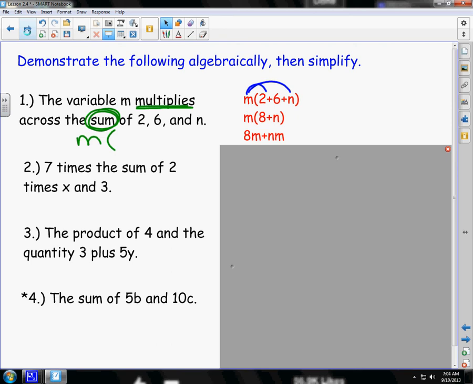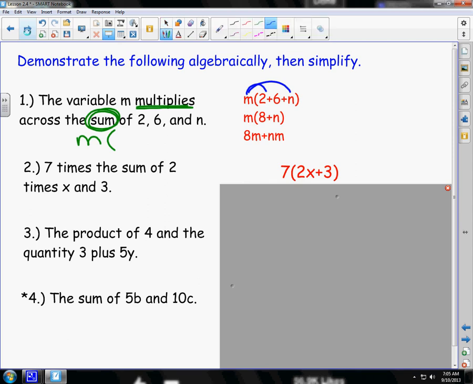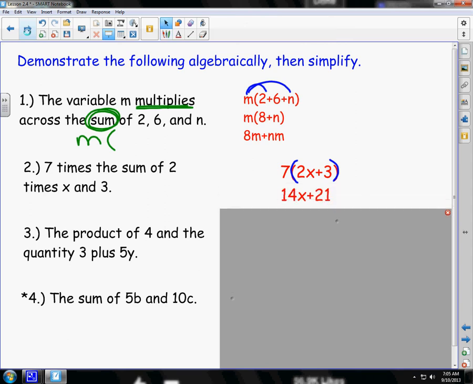All right, try the next 3 and then we will correct them. All right, 7 times the sum of 2 times x plus 3. So 7 times, that goes on the outside, and then 2x plus 3 goes on the inside. And then I distribute and I get 14x plus 21.